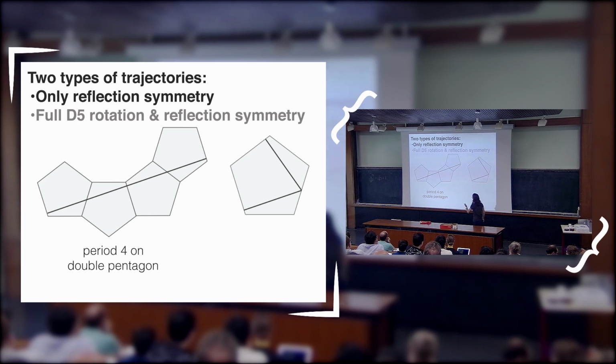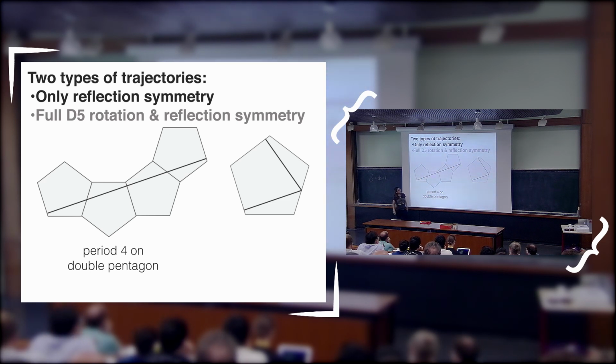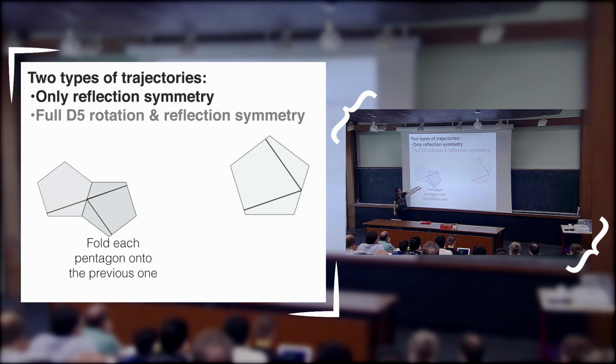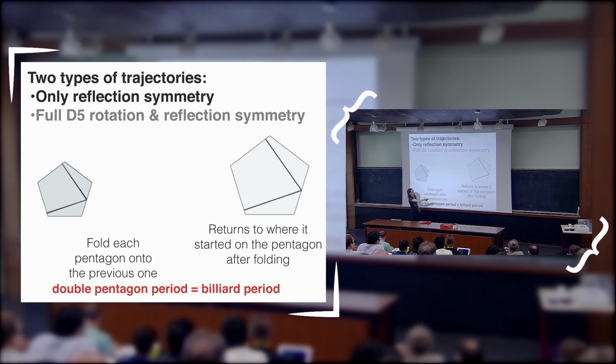So here's a trajectory with period 4 on the double pentagon, and we'll fold this. It's a periodic trajectory because it gets back to where it started. This edge is parallel to this edge, and this distance is the same as this little distance, and so it's periodic. And when we fold it up, to get a periodic trajectory, we get back to where we started. So that means that the period on the double pentagon is the same as the period on the billiard table. And so this trajectory over here, by the way, you might think that it has period 2, but it actually has period 4. It bounces back and forth like this.